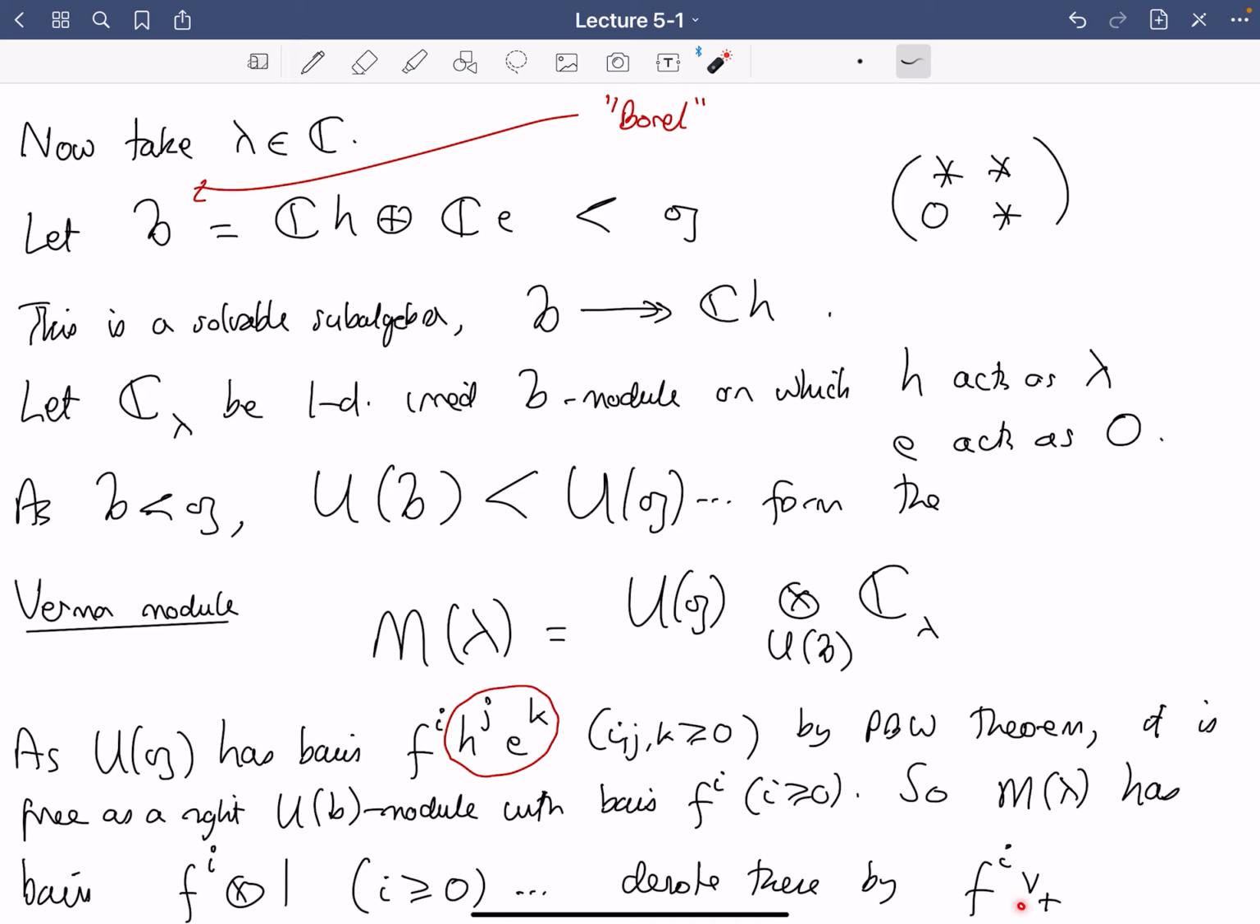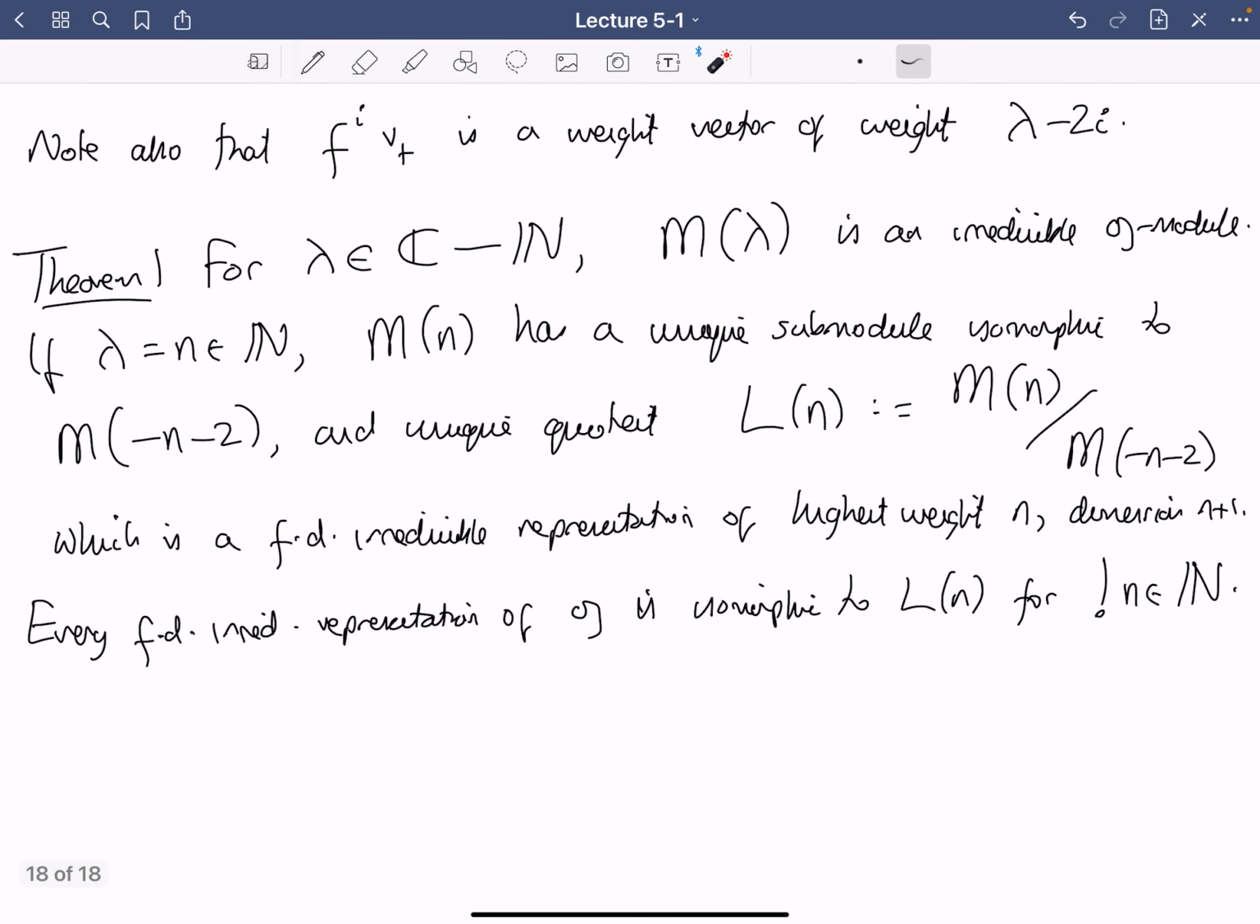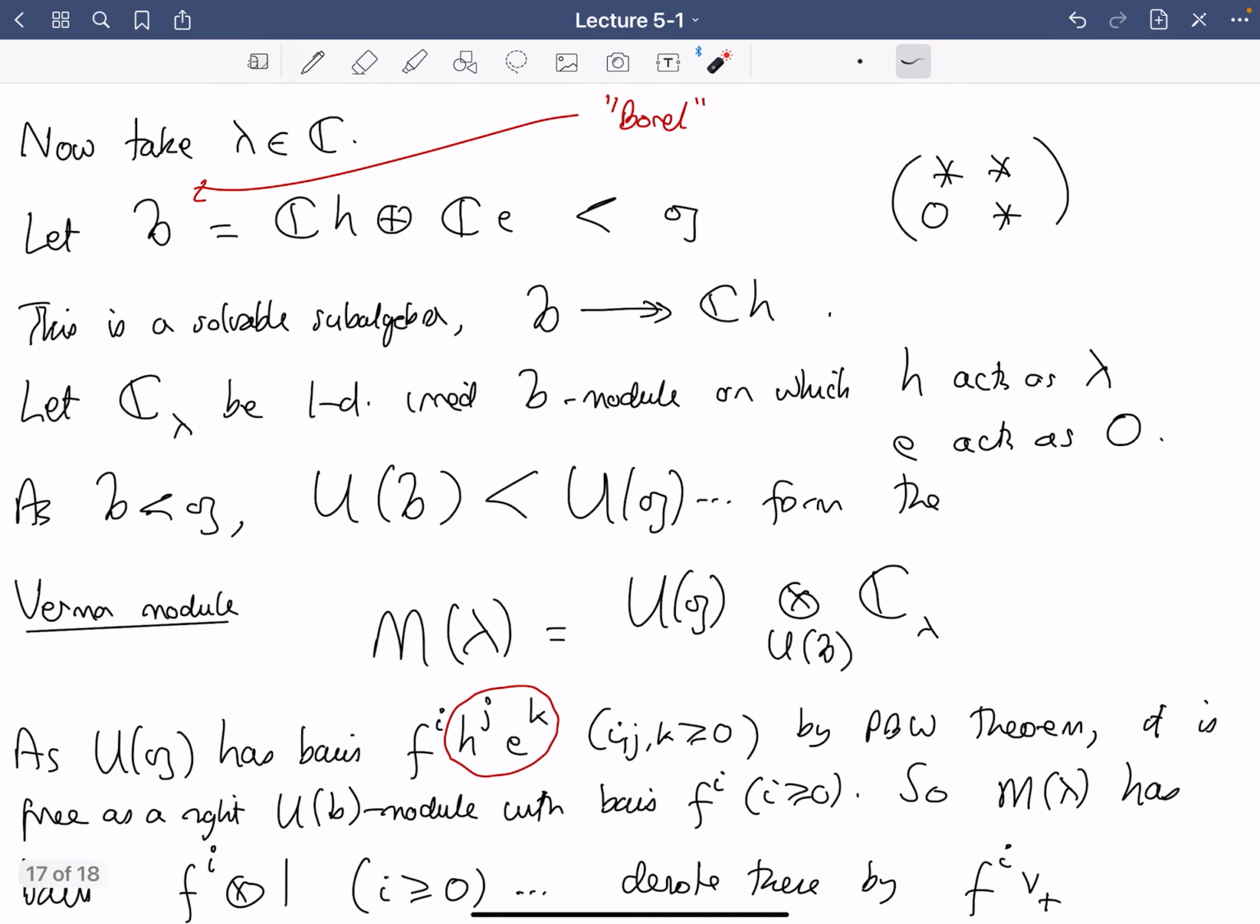This vector v plus is actually a cyclic vector, right? All the other vectors you get by applying powers of f to v plus. And v plus is killed by e because, on v plus, e comes over the tensor, and we've said that e acts as 0 on this one-dimensional module we're inducing. So somehow this is universal amongst highest weight modules for this weight lambda.